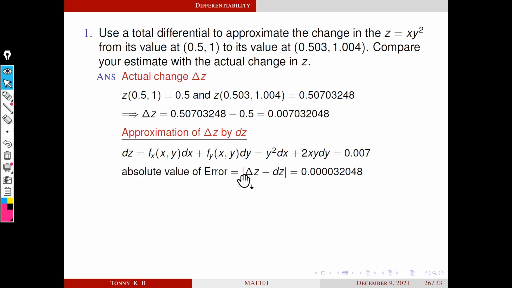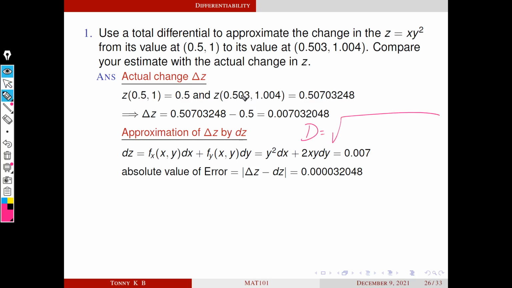Then the error is nothing but the absolute value of the error, you simply take the modulus. So that is delta z minus dz. The difference is 0.000032048. Next we have to compare this error with the distance between these 2 points. Our claim is this error should be less than the distance between these 2 points. Then what is the distance between these 2 points?